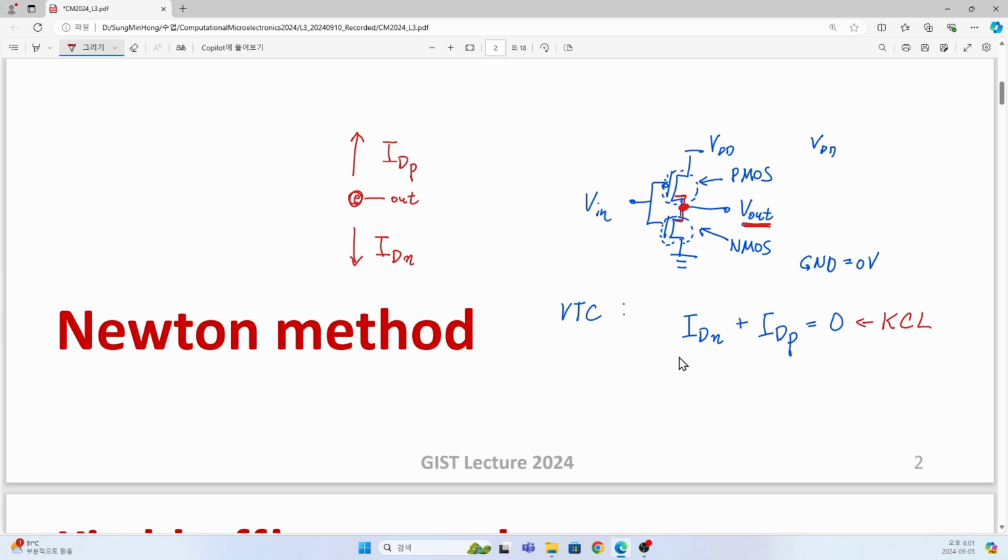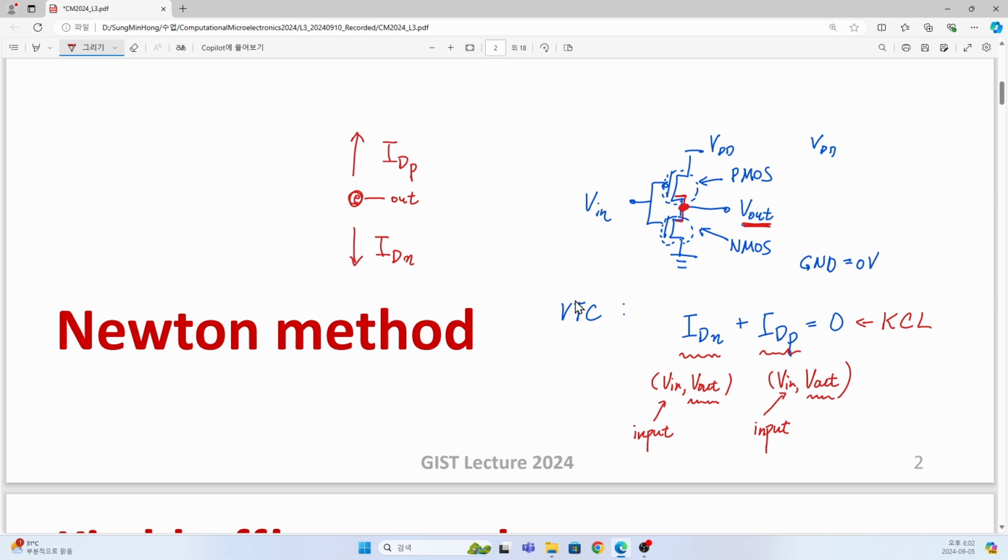Of course, this N MOSFET drain current and P MOSFET drain current are functions of input voltage and output voltage. And we assume that the value of the input voltage is given as our input parameter, for example, 0.5 volt, 0.6 volt. This value is just given, and the only remaining unknown variable is the output voltage. So we wanted to solve an equation for the out value.